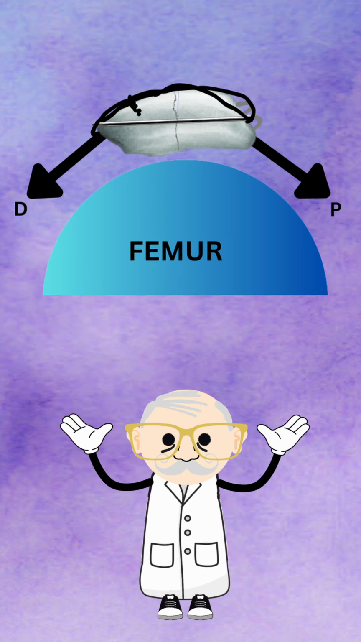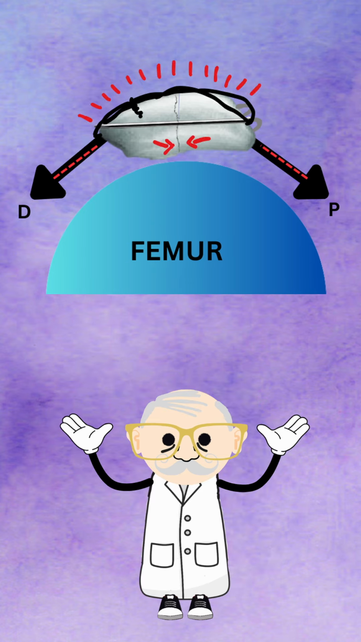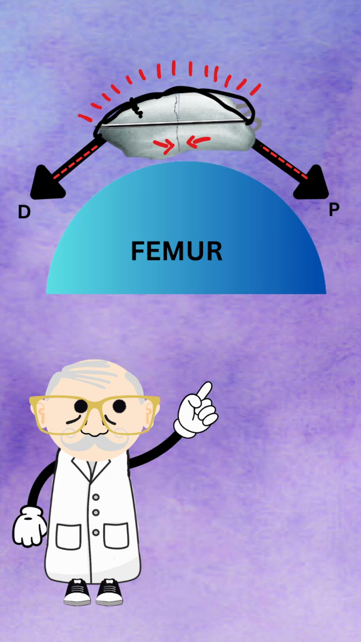When the extensor mechanism creates a bending moment, the anterior cortex tries to gap. The wire is put into tension and holds the front closed. Because the front can't open, the same bending load is carried as a pull in front and a squeeze in back, generating compression across the articular fracture surface.